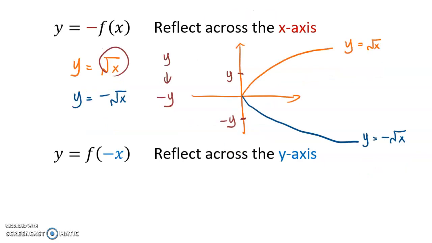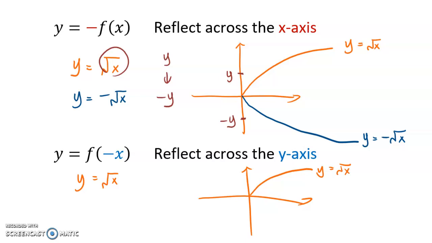Next reflection. If you replace x in the function by negative x, then the graph will be reflected across the y-axis. So again, we will use the same function as an example, y equals square root of x, and we know the graph of it roughly looks like this.